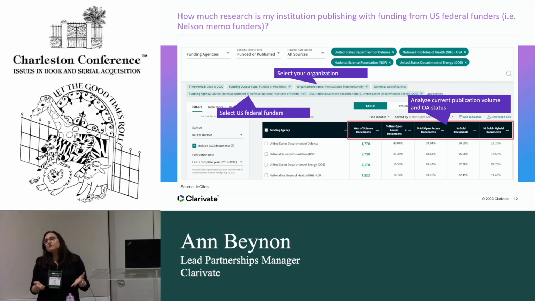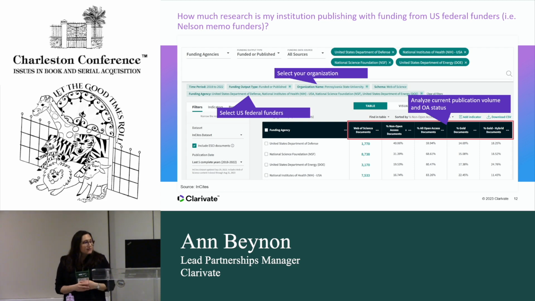So, when thinking about the Nelson memo, you can also bring in the funding element. So you can look at who's funding the research. We know that through the funding acknowledgments and through bringing in data from the funders themselves. So you can look at the U.S. federal funders, look at your institution, and then see what the output was, how much of it was open access. So for instance here, I sorted this by the non-open access percentage. So like DoD funded papers at Penn State have about 40% that are non-open access, despite prior regulations and policies. Of course, there's the embargo period for the last year that usually has lower open access in the US.